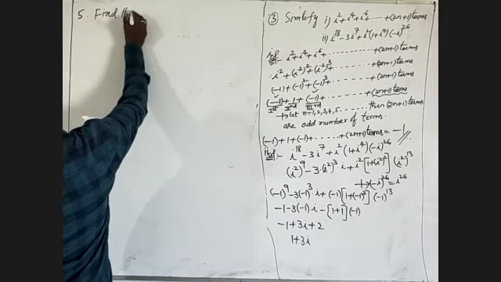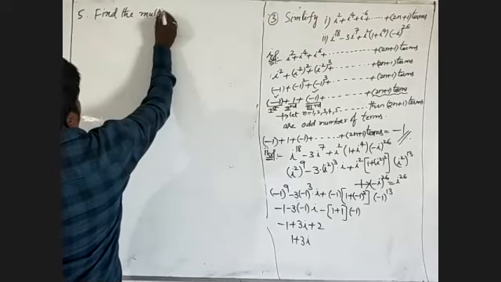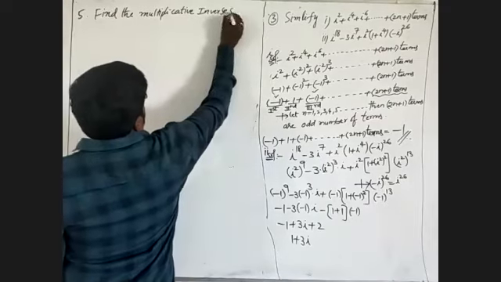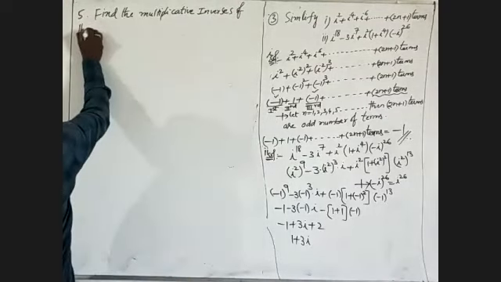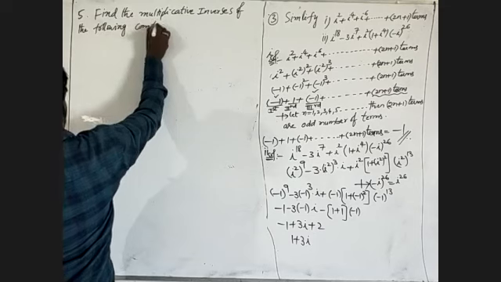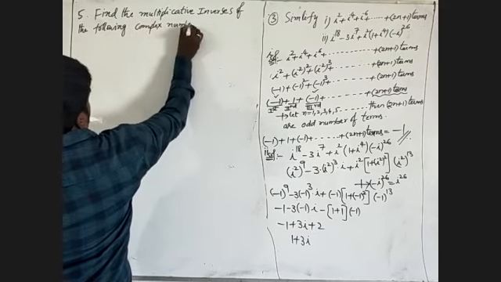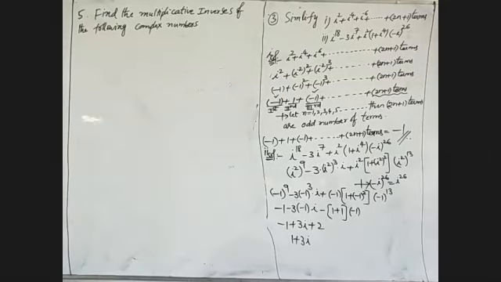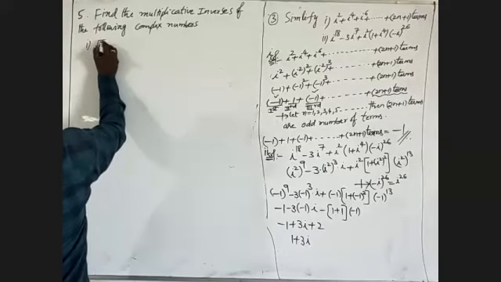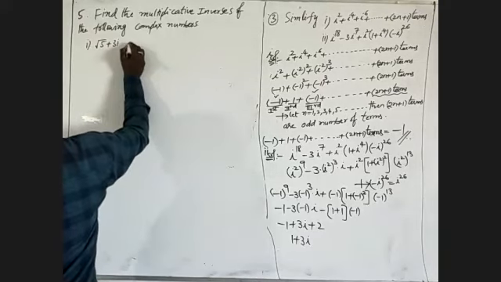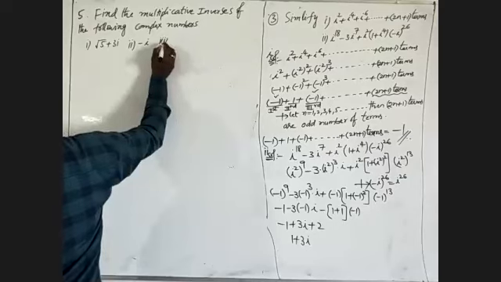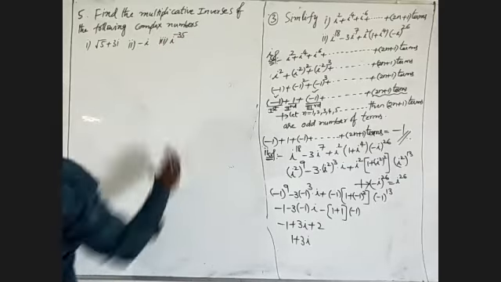Find the multiplicative inverses of the following complex numbers. Here the first one is root 5 plus 3i. The second one is minus i. The third one is i power minus 35.